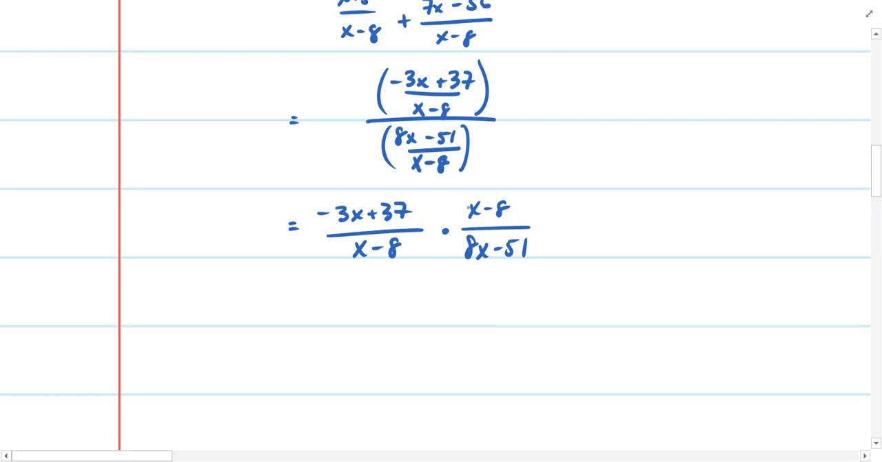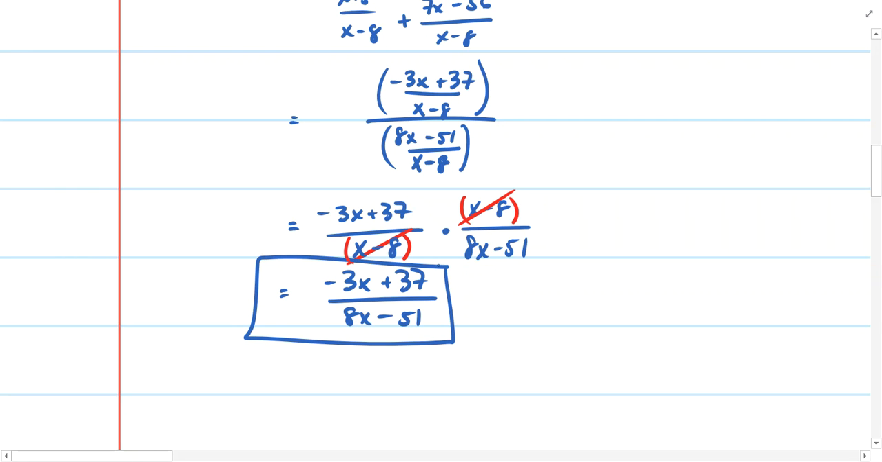And hopefully you notice pretty quickly that this x minus 8 and this x minus 8, when the two fractions multiply together, will cancel. They'll factor out with one another, and we're now left with negative 3x plus 37 over 8x minus 51. And there's your simplified result.